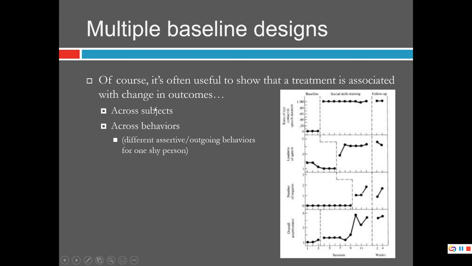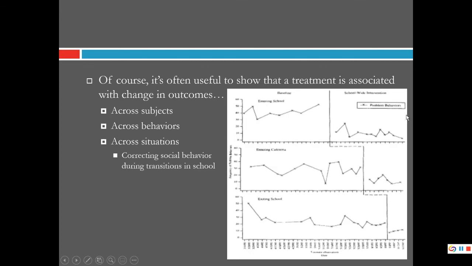Okay, so we've talked about across different subjects, across different related behaviors for one, let's say, client or patient. Or you might also look at a particular type of behavior in a group setting, like across different situations. You could do this with an individual participant too, but the example I have here is at a school where there are lots of problematic behaviors, students getting in fights and stuff, and they're counting these across different times in the school day.